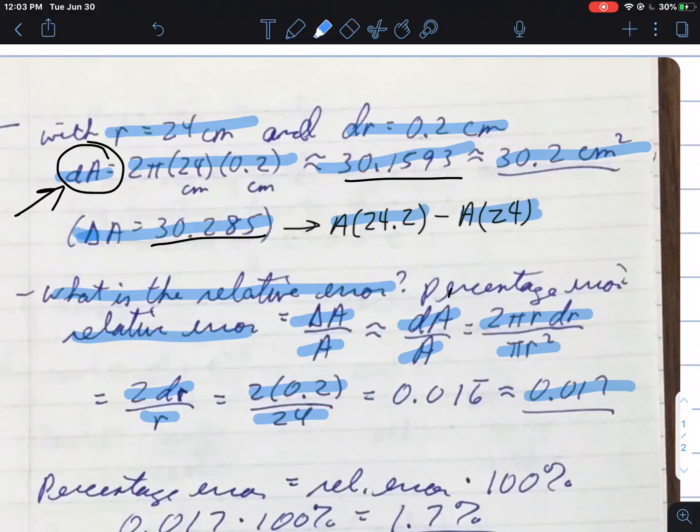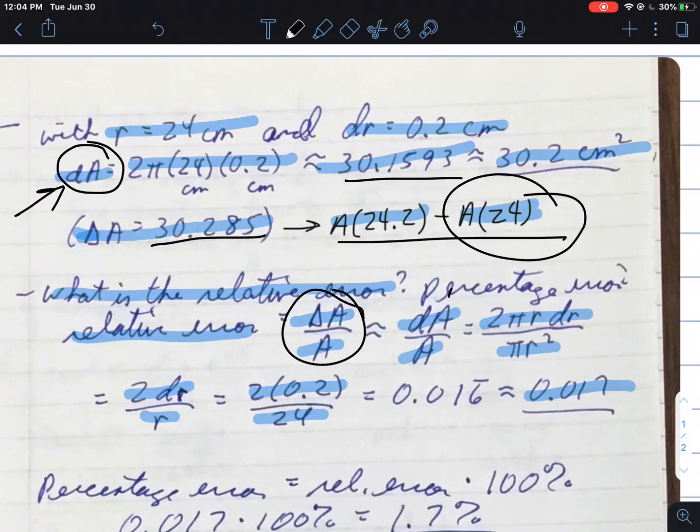Now, the other way you could do this, should you choose, is this. We found delta A above, and we find delta A like this. We take the difference between the actual area and the area given the error in the radius. And so you can calculate delta A. You can also calculate A, this is what A is right here. And then you divide the two. And you should get a value that's relatively close to the one that we got.